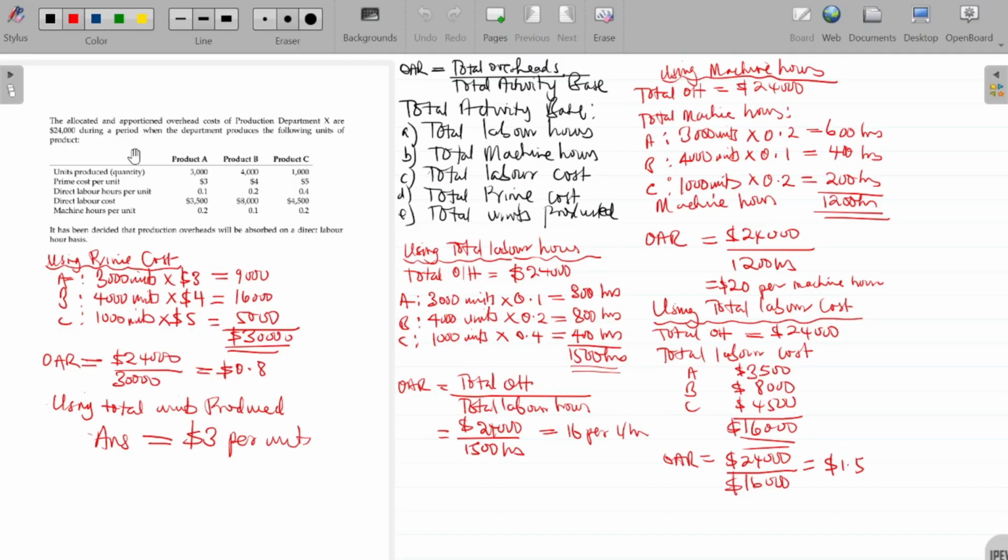Now, if you have understood what I have explained so far, then calculate the overhead absorption rate using the total units produced. You should arrive at an answer of $3 per unit.